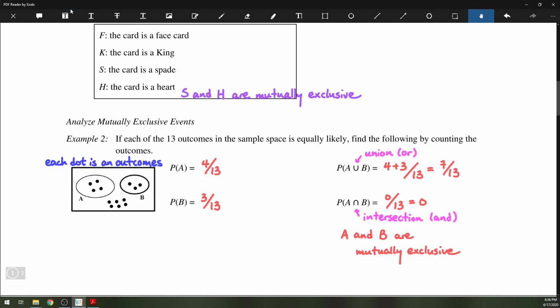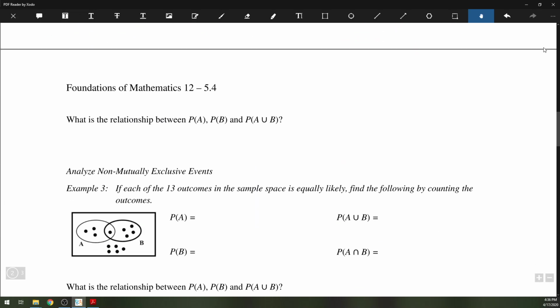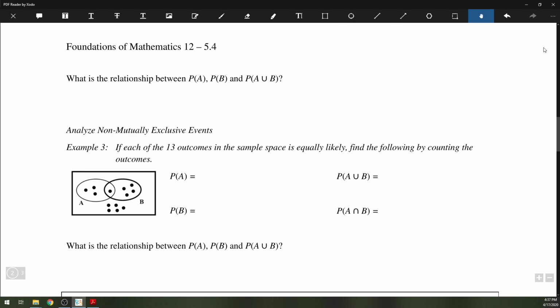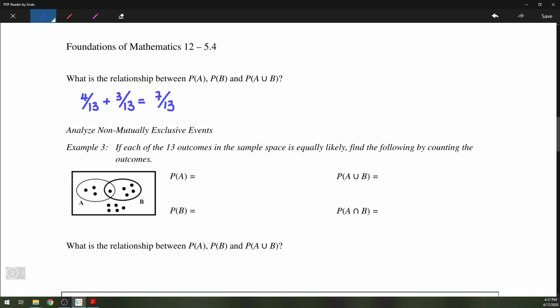Okay, so moving on. Here, what is the relationship between the probabilities of A, B, and P, A, or B? So in this last example, because the events are mutually exclusive, we can actually just add the probabilities together. 4 out of 13 for the probability of A, 3 out of 13 for the probability of B, and they add up to 7 out of 13 for the probability A or B.